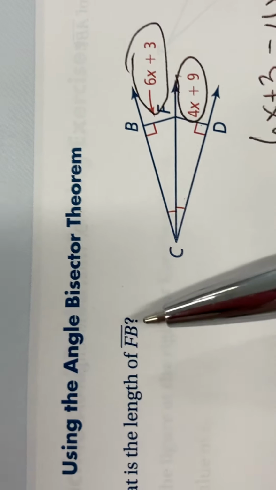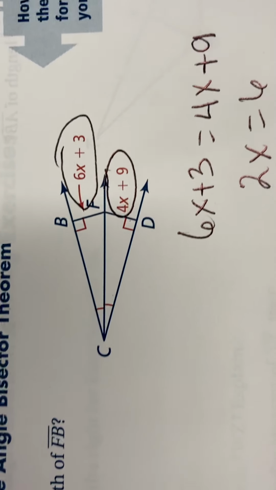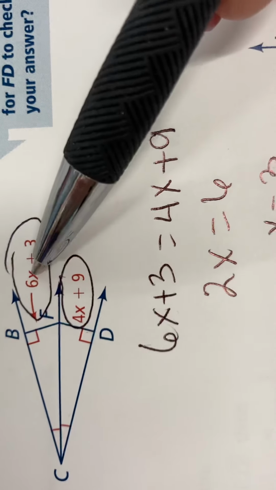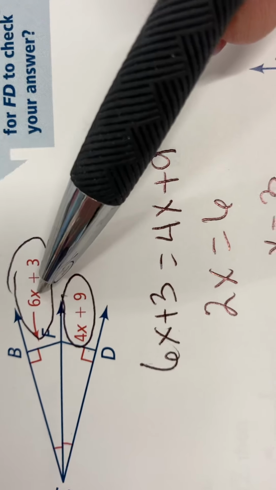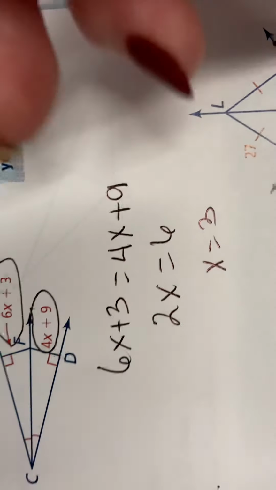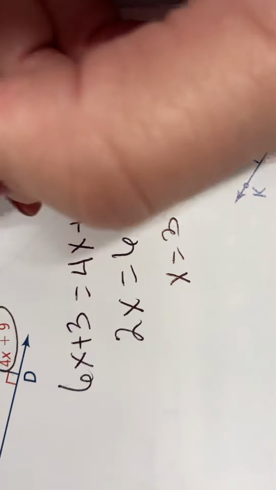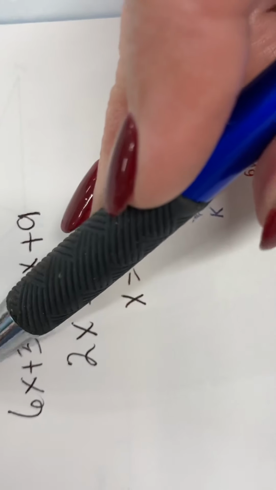But the question up here is, what is the length from F to B? So now you'll take your 3, plug it back in here, and you take 6 times 3 plus 3. So you get 18 plus 3, which is 21, and I'm guessing the next one comes out to be 21 as well.